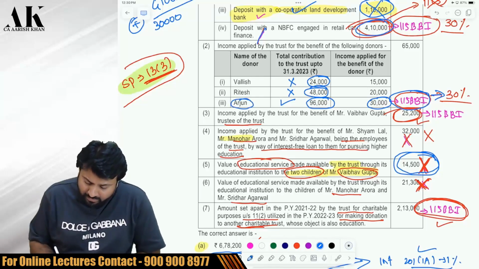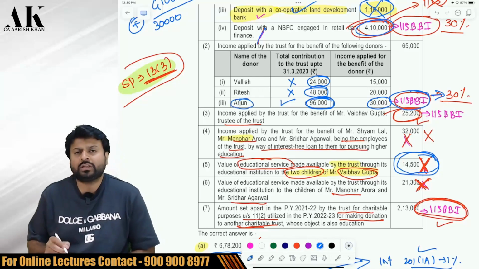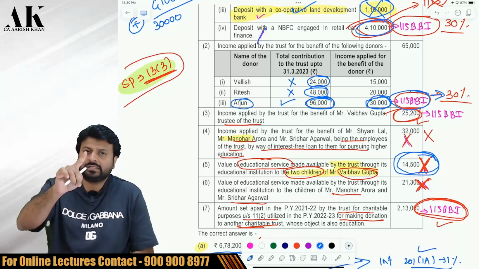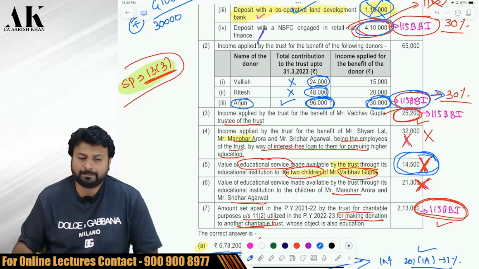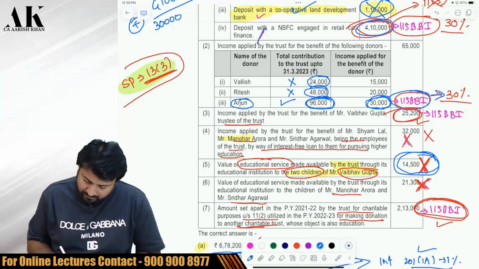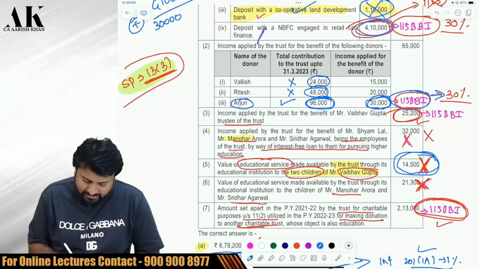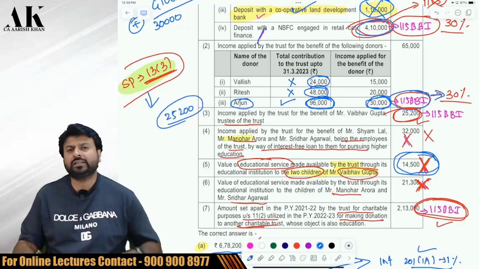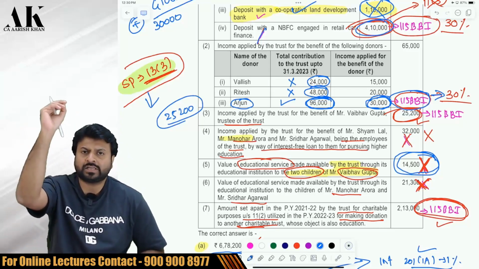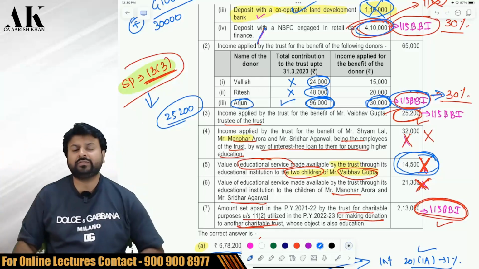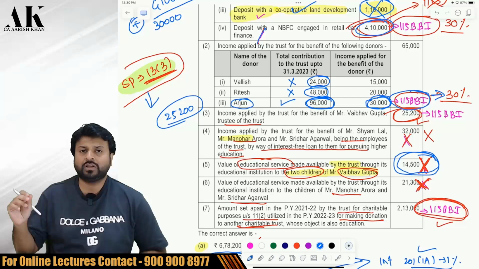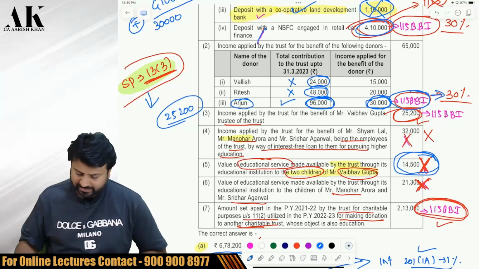A substantial contributor is a contributor who is contributing more than 50,000, and if the trust applied for such donors, then it is covered under 115 BBI. Okay. Third case. Income applied by trust for the benefit of Mr. Vaibhav Gupta, trustee, covered under 115 BBI, because the trustee is covered in specified person under section 13 subsection 3. You cannot do anything for the benefit of the trustee. Are you clear? That is also a violation of the law, and you will be taxable under 115 BBI.